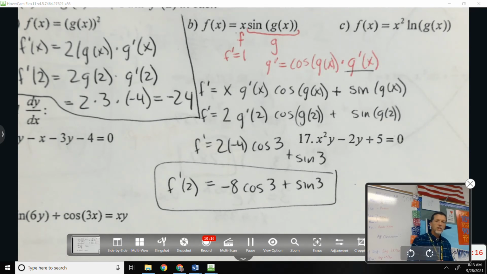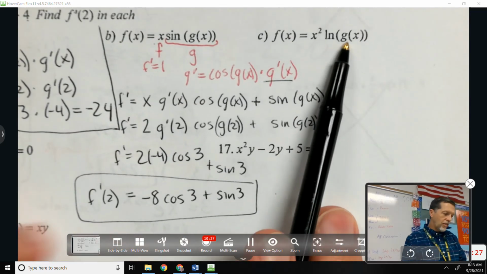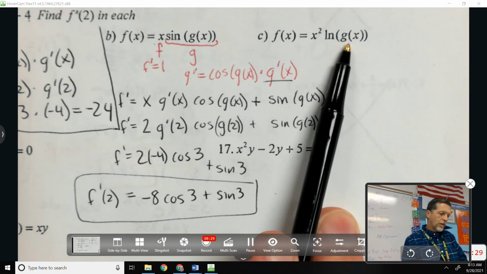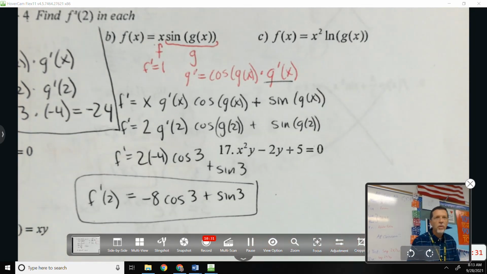And part C is going to be very similar. You're going to have to do product rule, chain rule, and my guess is your answer is going to have, let's see, g of 2 is 3. Your answer is going to have natural log of 3 in it somewhere. Because I don't know what the natural log of 3 is without a calculator anyway.